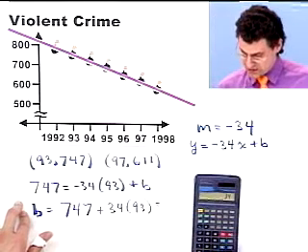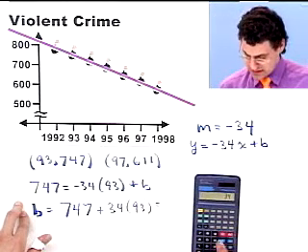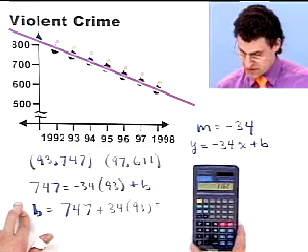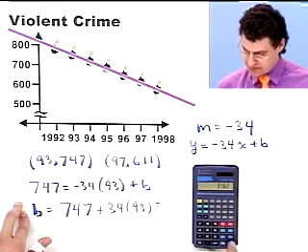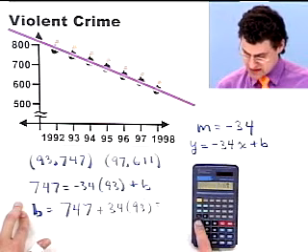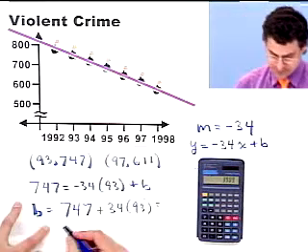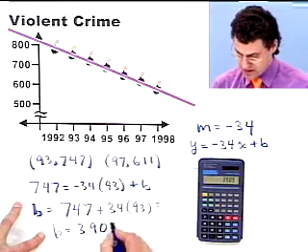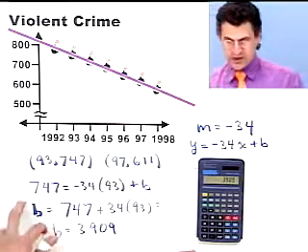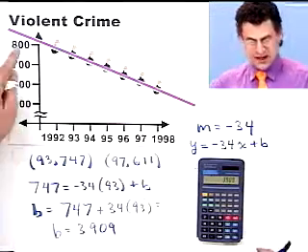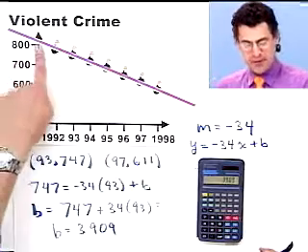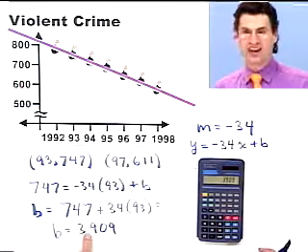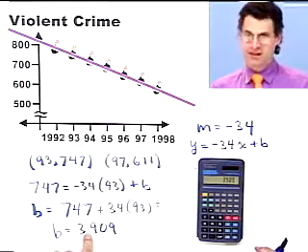I'll do that for you right now. 34 times 93 equals 3,162. And then I add to that 747, and I get that b equals 3,909. Now, when you look at this, you ask, does this answer make sense? Does that point look like it's 3,909? No, it doesn't. So what's wrong?